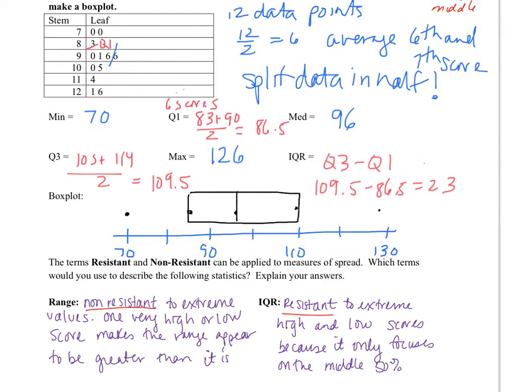I draw a vertical bar to represent my median, and then I draw the whiskers to show the min and the max of where my data extends. And this is how we make a box plot.